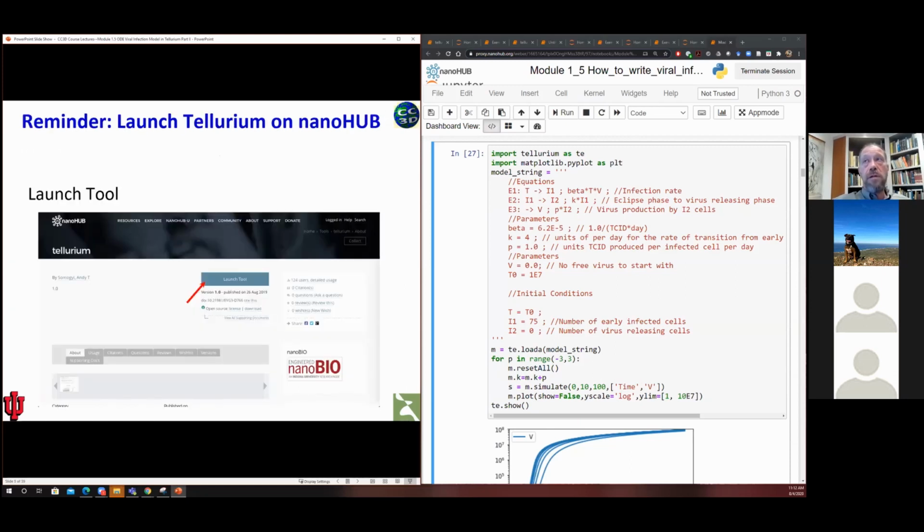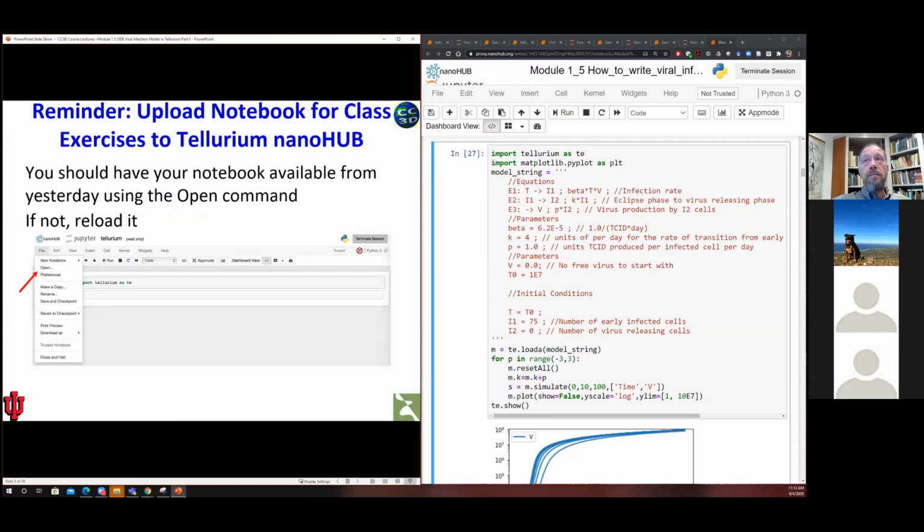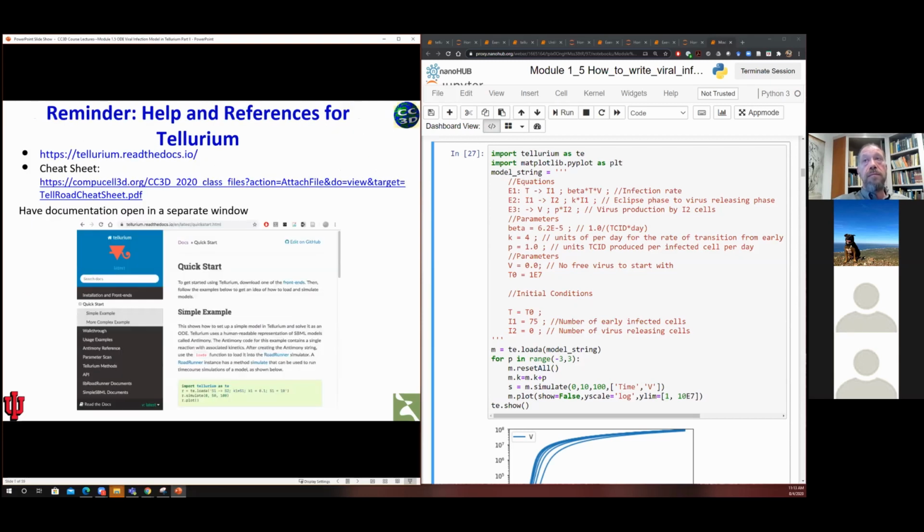Reminder on how to launch Tellurium. If anybody's having trouble getting back to Tellurium, please let us know now so we can work with you to get back where you need to be. When you're in Tellurium, you should have from yesterday saved the notebook that we used. If not, please take the time now to launch Tellurium again. Remember how to use the open command. Navigate to where you have the notebook saved, and then upload it again.